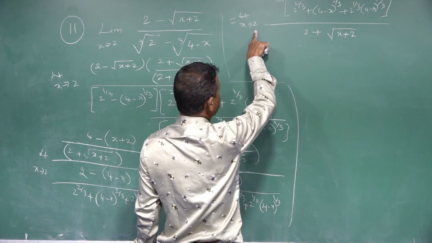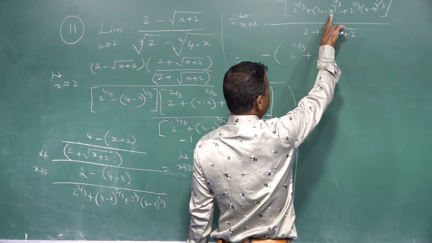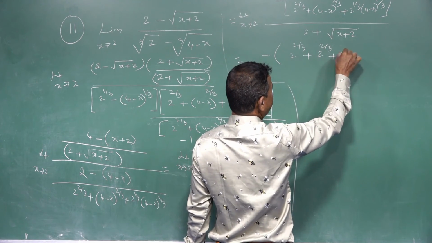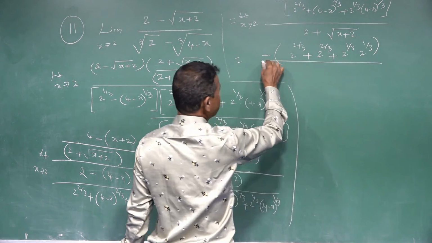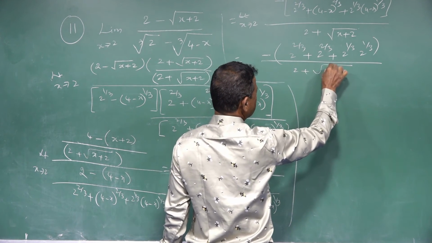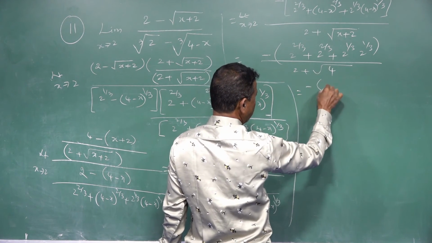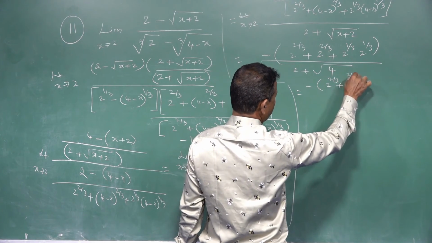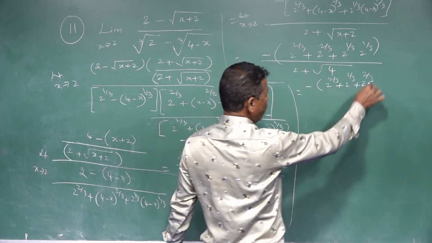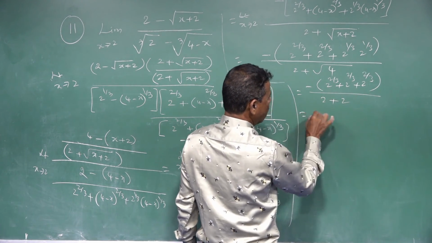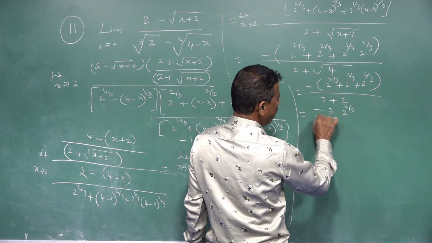Now we apply the limit x tends to 2. Minus 2 power 2 by 3 as it is, here 4 minus 2, 2 power 2 by 3, and here 2 power 1 by 3 times (4 minus 2), 2 into 2 power 1 by 3. In the division, 2 plus root of x plus 2 becomes 2 plus 2, 4. These are the same terms, otherwise you can write 2 power 2 by 3 plus 2 power 2 by 3, and this is also 2 power 2 by 3. The bases are the same: 1 by 3 plus 1 by 3 is 2 by 3. After this, minus this is 3 times, so 3 into 2 power 2 by 3 by 4.